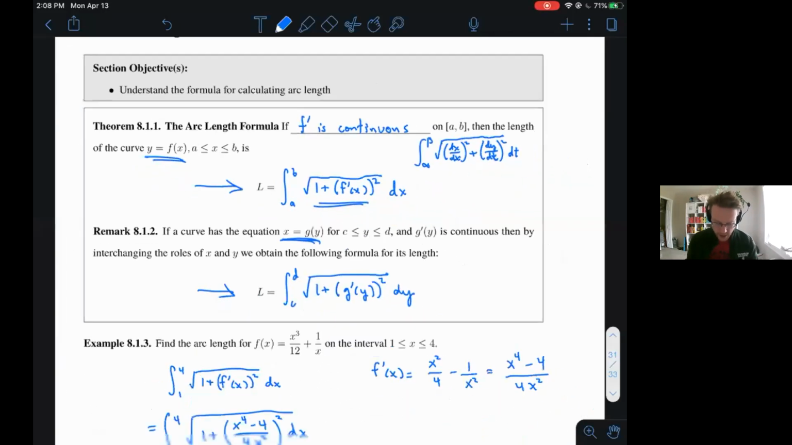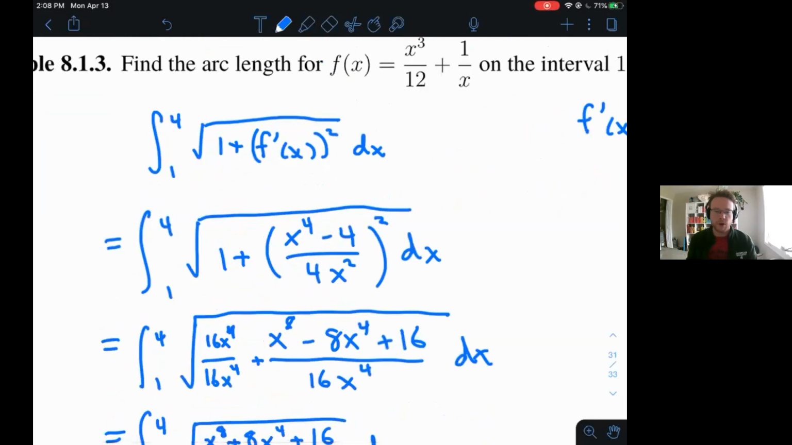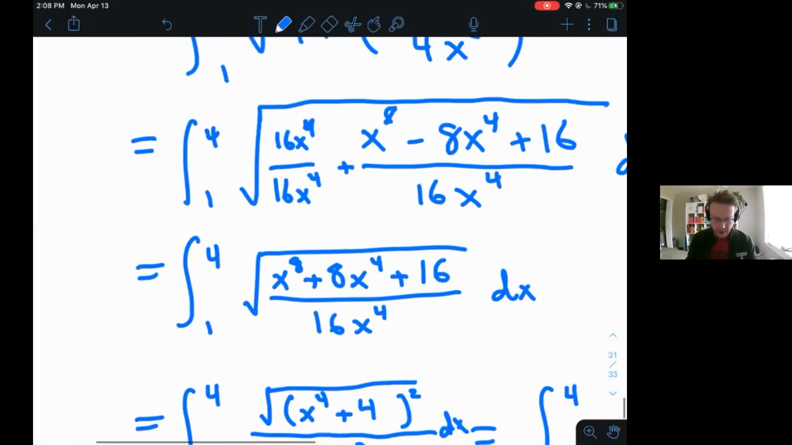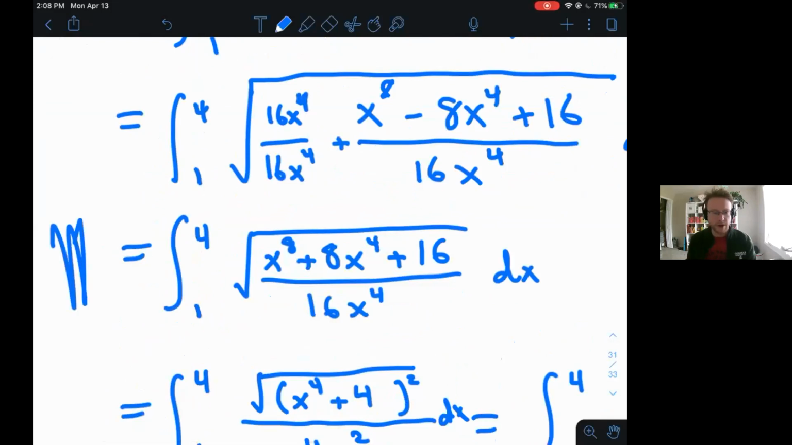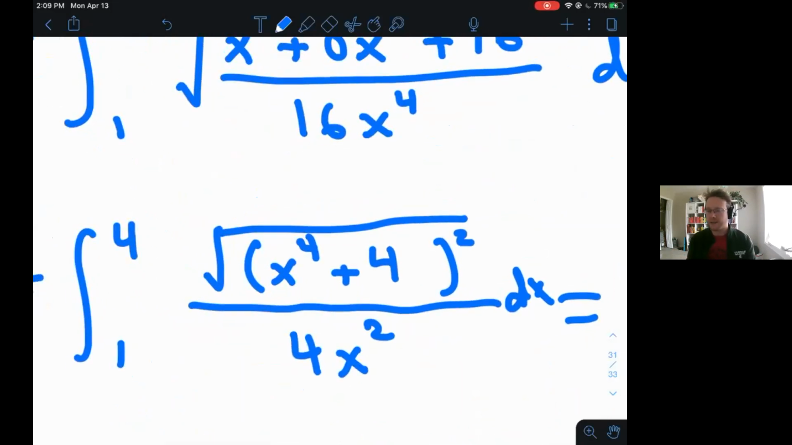For instance, here's one where we found the arc length for this curve. Notice that once we take the derivative and square it, we get to this point here, and we can get a common denominator. This part right here happens to be a perfect square. Certainly the denominator is a perfect square, and you can see that very quickly. The numerator takes a little bit more time to see that this is actually a perfect square, that this is just x to the 4th plus 4 quantity squared.